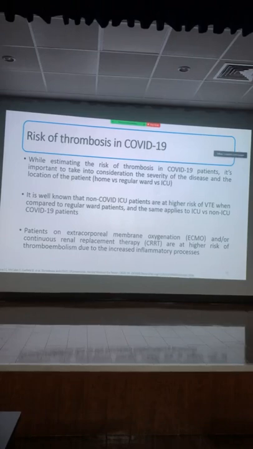Patients on extracorporeal membrane oxygenation, ECMO, and/or continuous renal replacement therapy. If the patient is on ECMO, that means there are two cannulas, in a vein and an artery, or two veins. This is a risky patient for developing thrombosis. And a patient with a central line or temporary line placement for renal dialysis is also a risky patient for developing thrombosis.